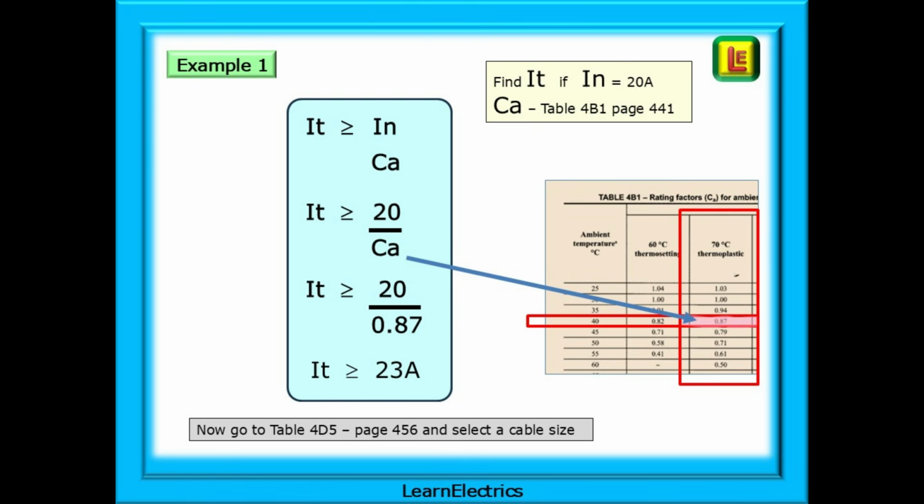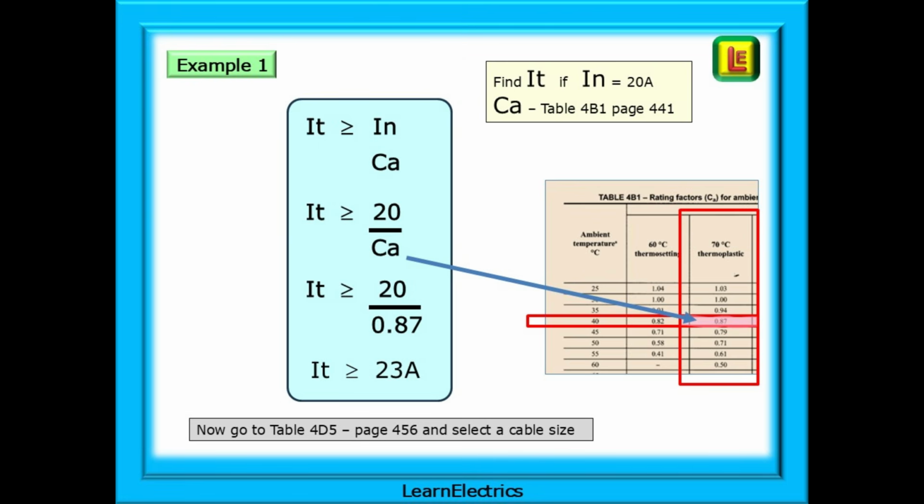20 amps on the top. Then find Ca from Table 4B1 on page 441. Find 40 degree ambient temperature for a 70 degree thermoplastic cable. This is a factor of 0.87. 20 divided by 0.87 is 23 amps when rounded up. This is It, the tabulated value of the current carrying capacity for the cable, 23 amps.